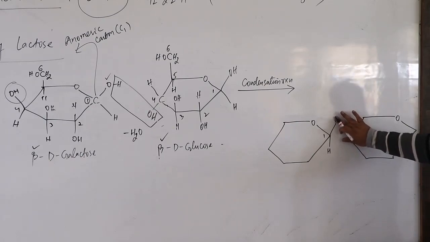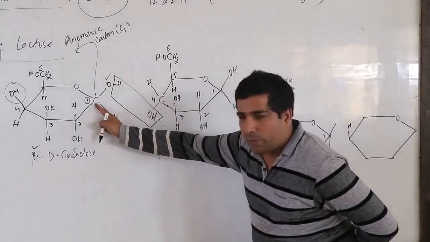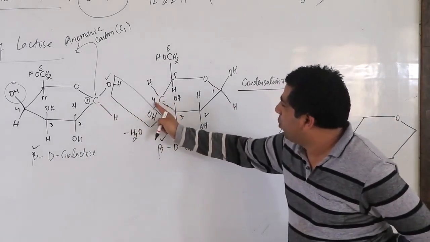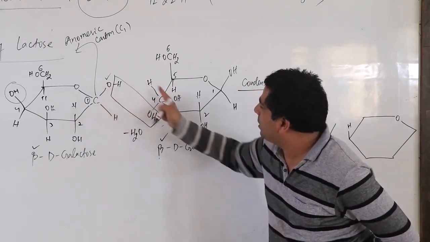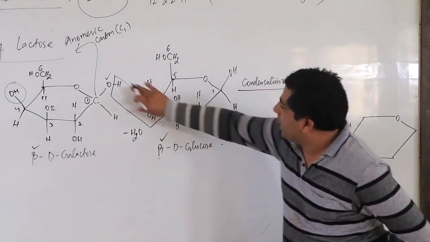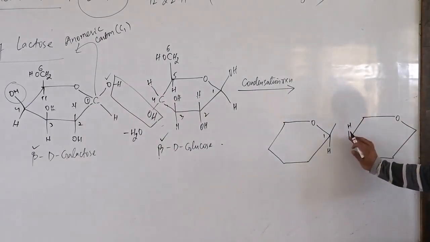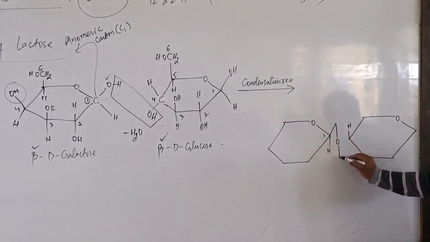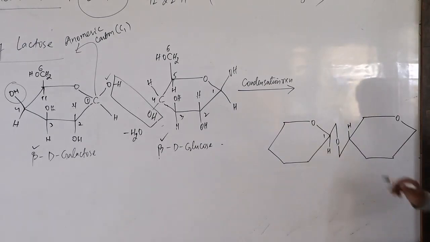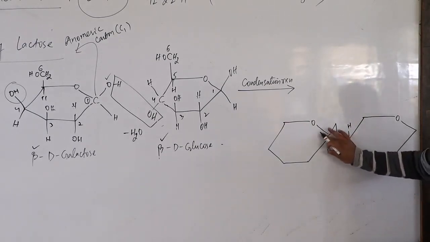Have a look. It's represented in this way now. Carbon number 1 will bond with carbon number 4, but through oxygen, because oxygen is there. It will be a C1O and C4 bond. OH and H will be lost in the form of H2O. So it can be represented like this. Please try to understand. It's represented in this form. So this is carbon number 1, the anomeric carbon.